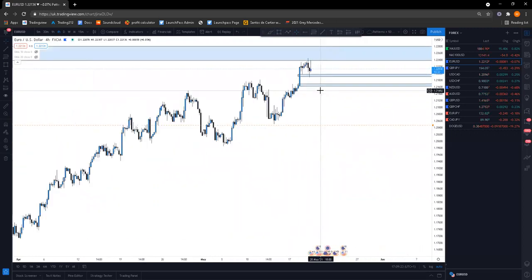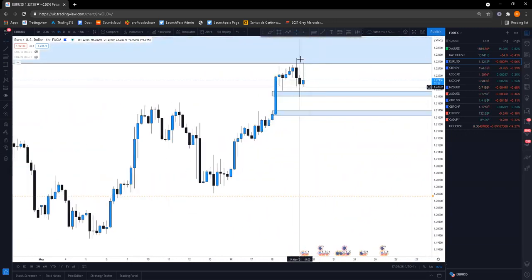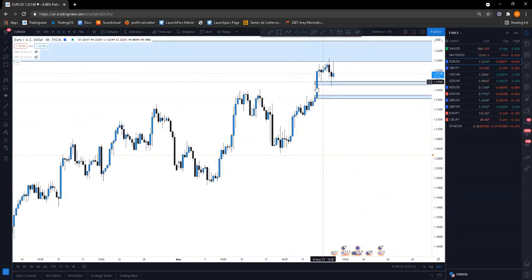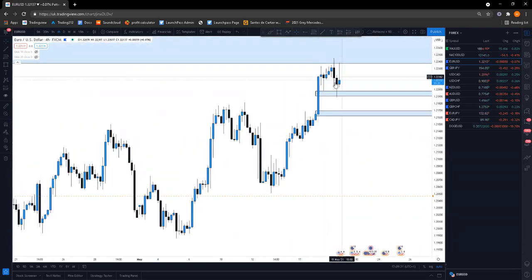So I will continue to watch it. I am looking for some sort of sell because we do have a lot of imbalance that needs to be taken out below here. So I am looking for it to come take out those imbalances. I'm just looking for a good entry at the moment.